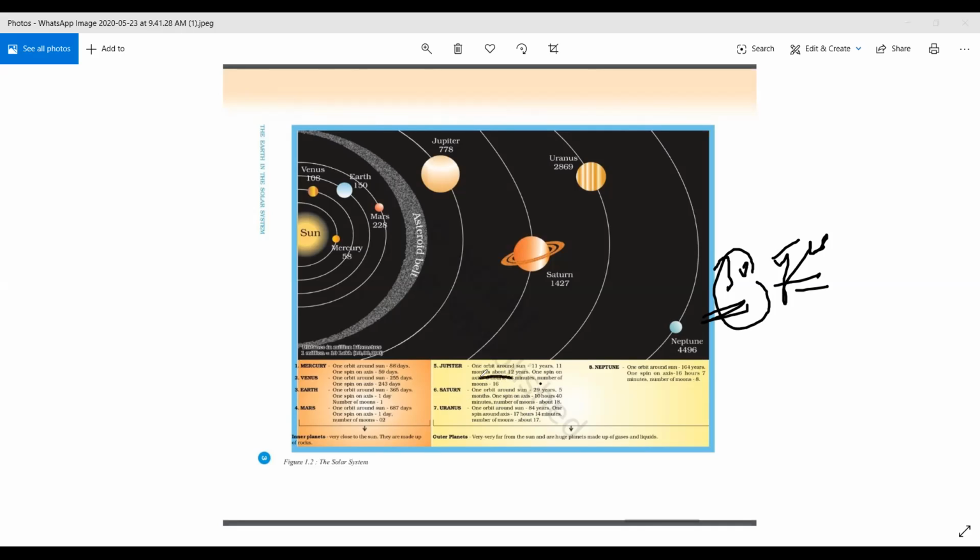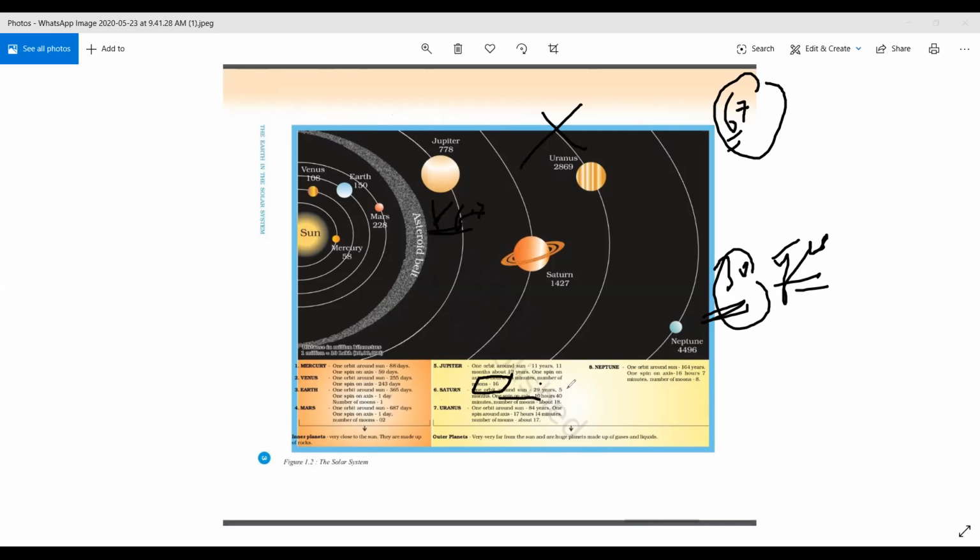Jupiter has 67 moons discovered till now. I think the book is of an old edition. Jupiter has the largest number of moons. Sorry, only 67 moons.